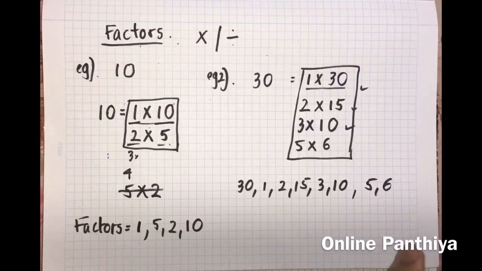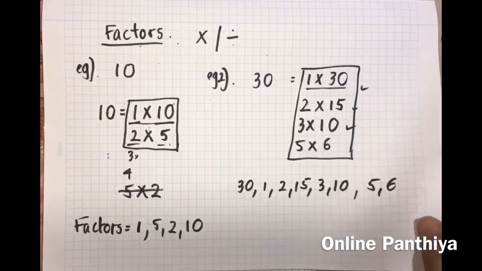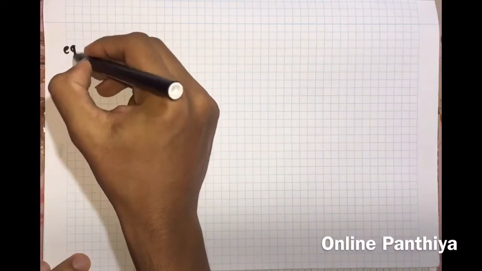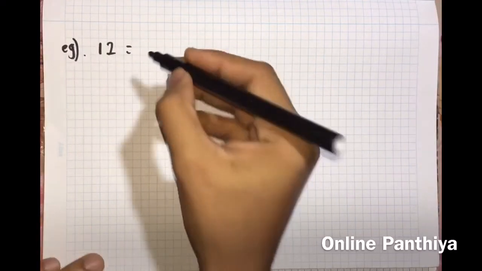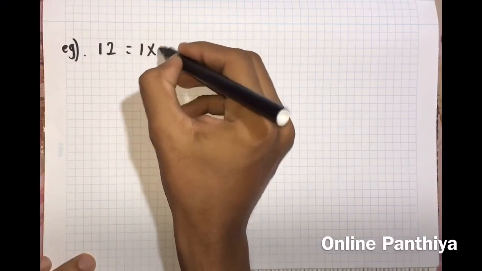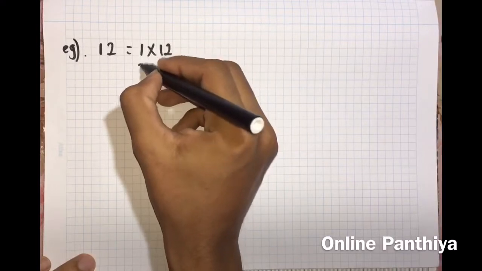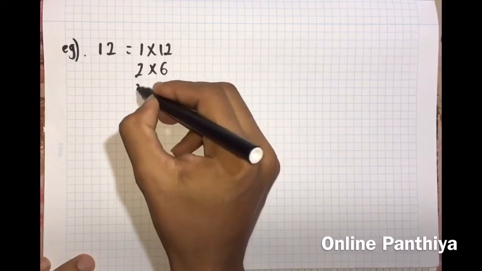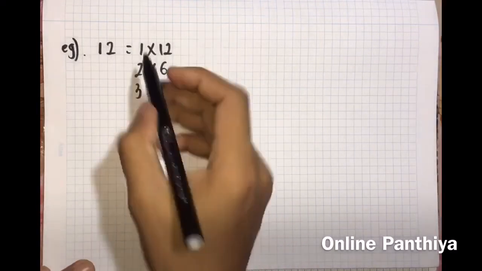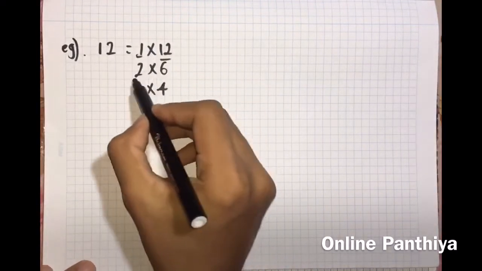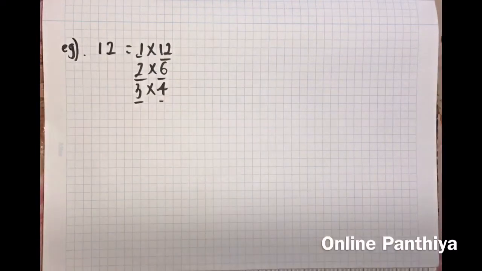Clear? Okay. Now, just to go on, let us take one more example. Let us take 12. Let us quickly do this. How do you get 12? 1 into 12. The other is 2 into 6. Do you have 3? Yes. 3 into 4. Do you have any other? No. So what are the factors? Yes, 1, 12, 2, 6, 3 and 4.